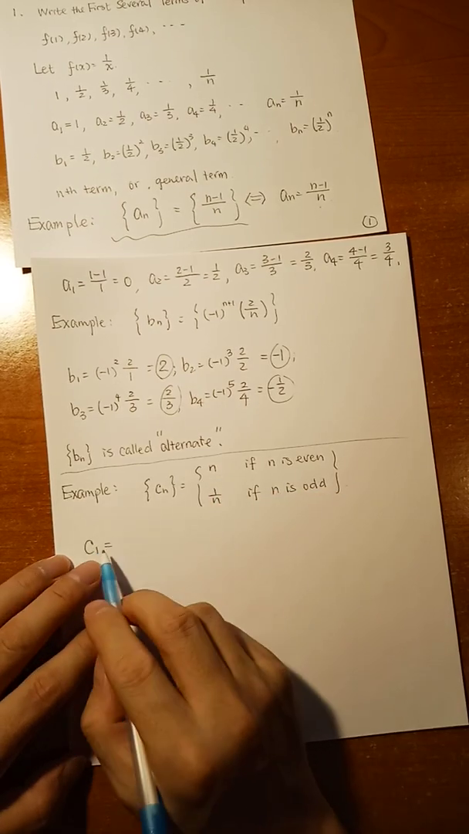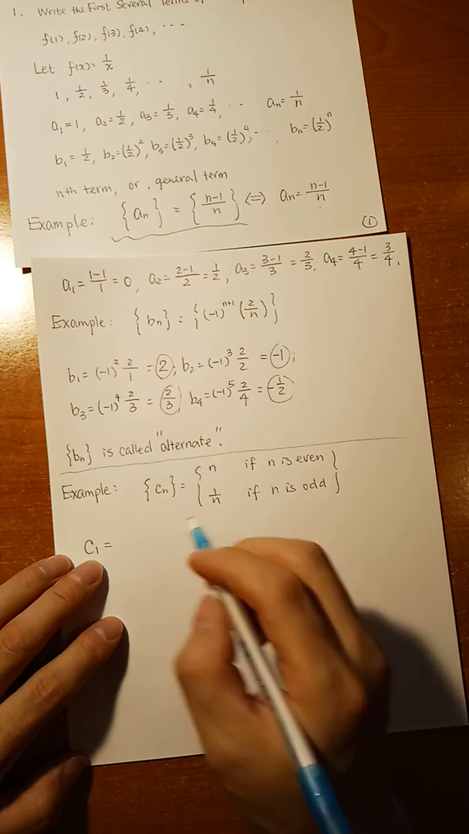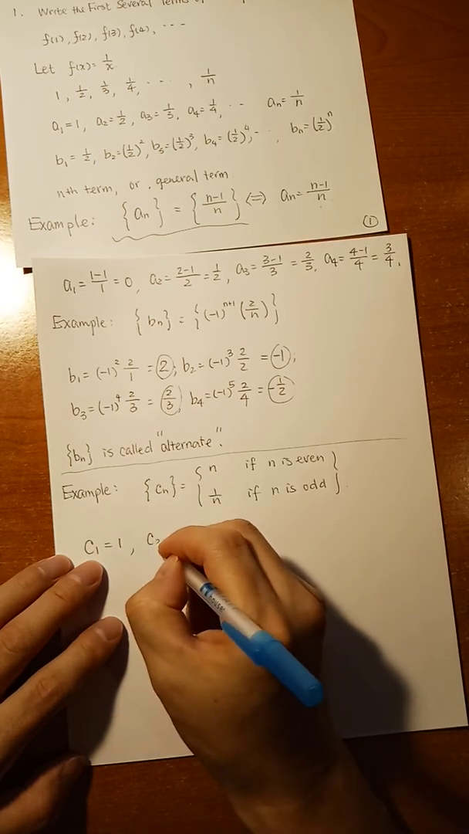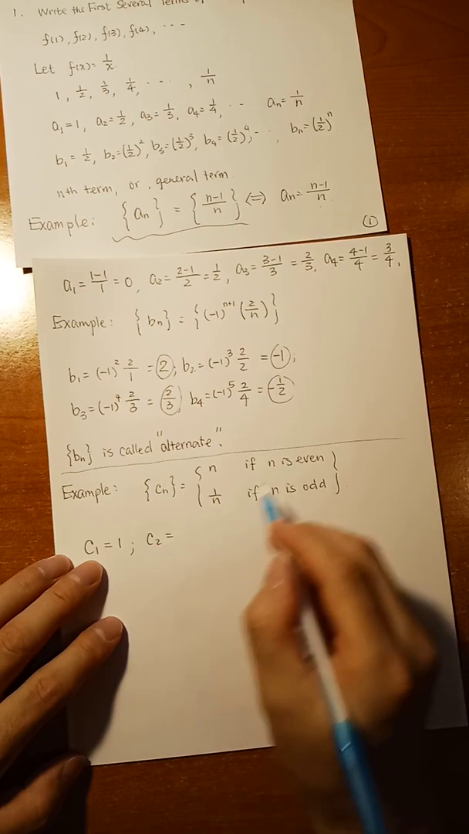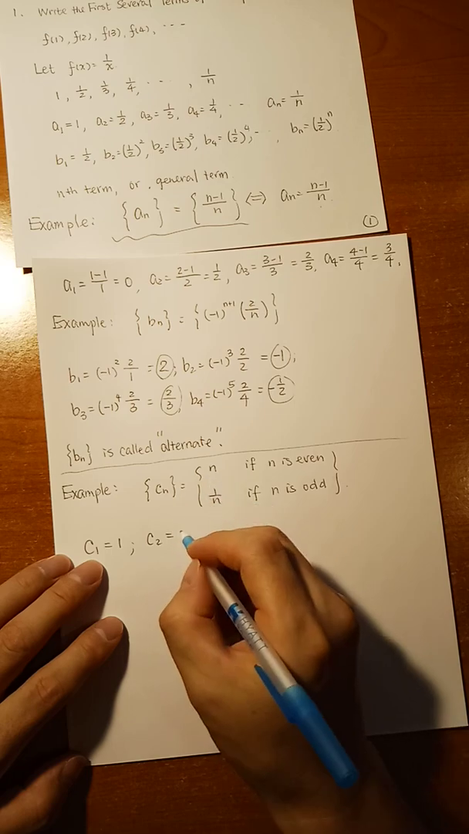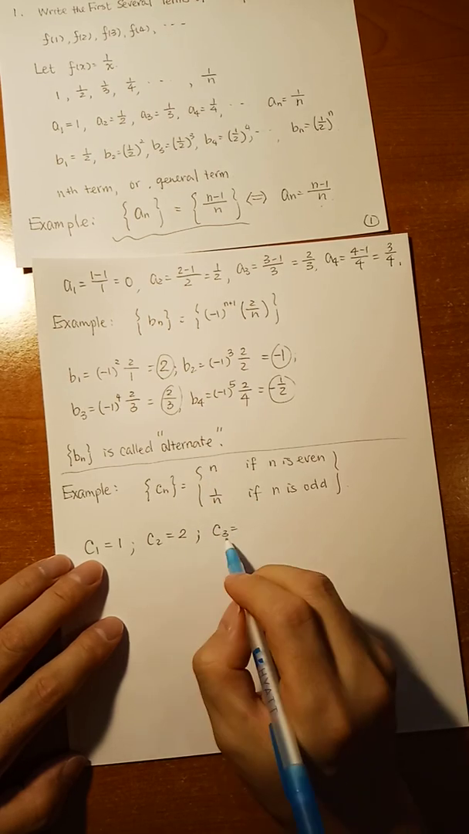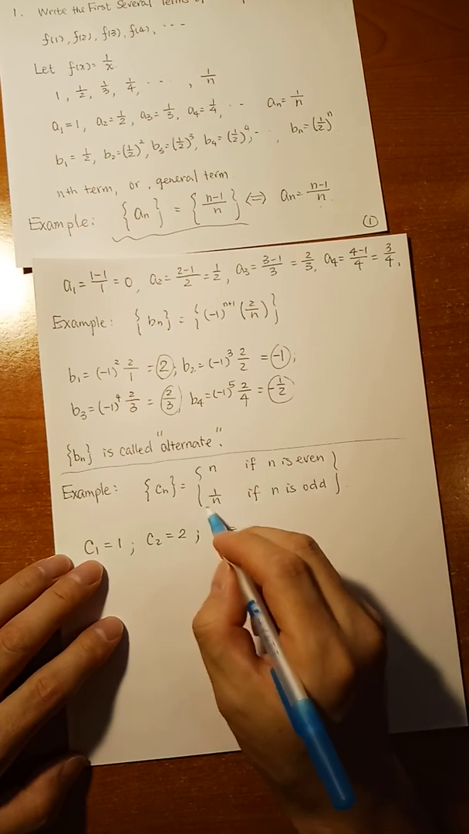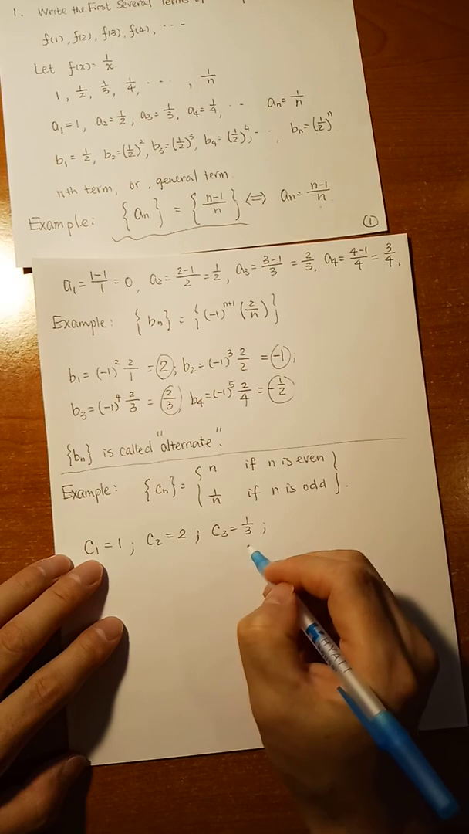c1. 1 is odd, so you follow this formula. 1 over 1 is 1. Then c2. The index 2 is even, so you're going to follow this expression, n is 2, so you get 2. And c3. 3 is odd, so you have to use 1 over n. 1 over n is 1 over 3.